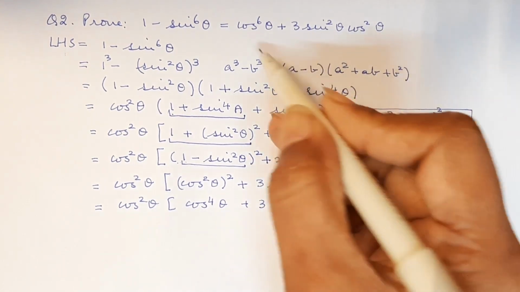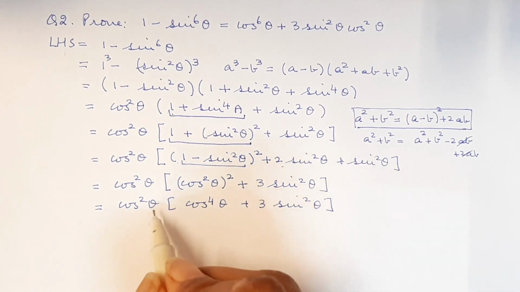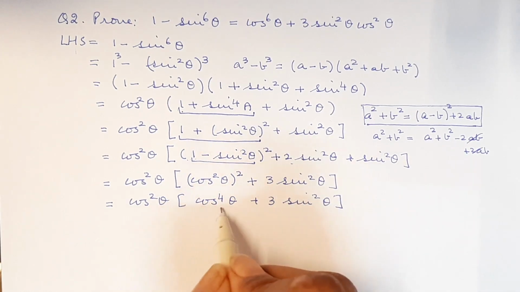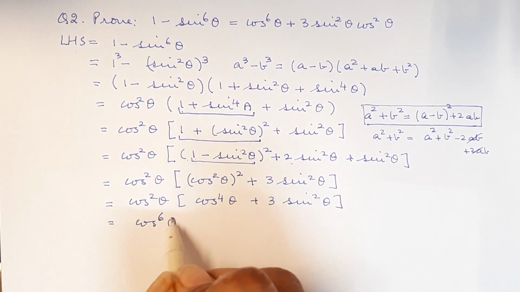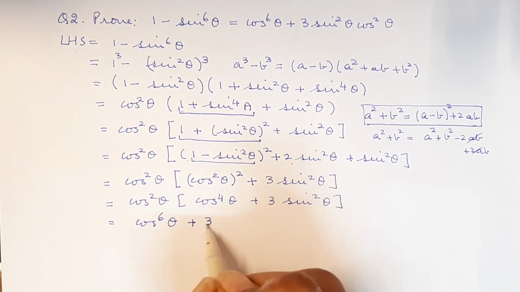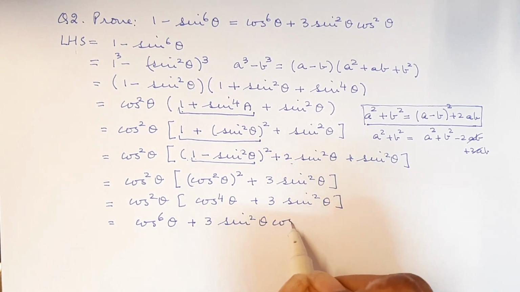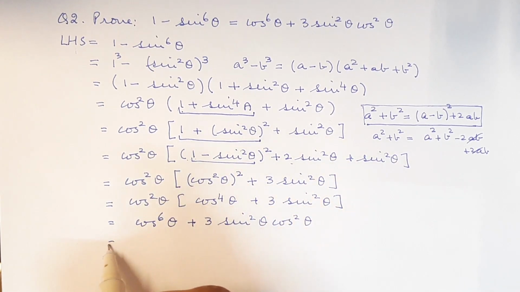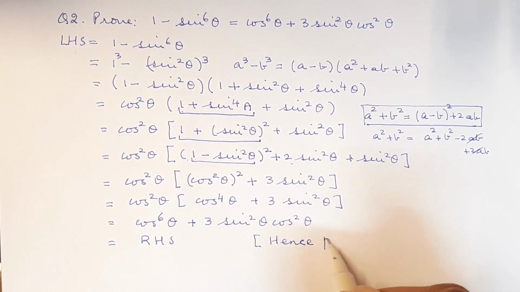Now look at our RHS. We want cos to the power 6. If we open the brackets, if we multiply, won't we get cos to the power 6 there? We got it. Cos to the power 6 theta plus 3 sine square theta cos square theta, and that is equal to our RHS. And because we have proved, we write over here hence proved.